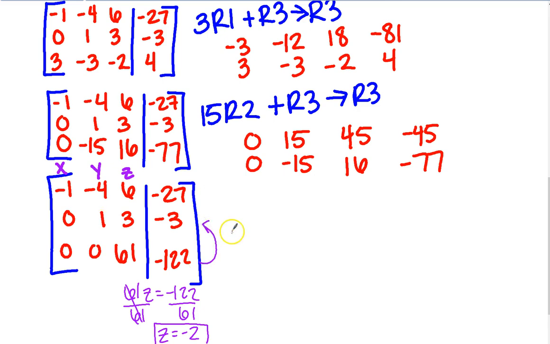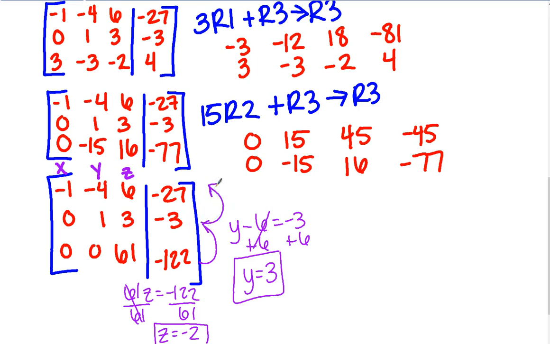I love it. And then we go do back substitution. So 1y, or just y. And then I'm just going to do this at the same time. 3 times negative 2 is negative 6 equals negative 3. We add our 6. And negative 3 plus 6 is a positive 3. Yes. And then we go do back substitution again. So negative 1x, or just negative x. I'm just going to do this. Negative 4 times 3 is negative 12. 6 times negative 2 is negative 12 equals negative 27.